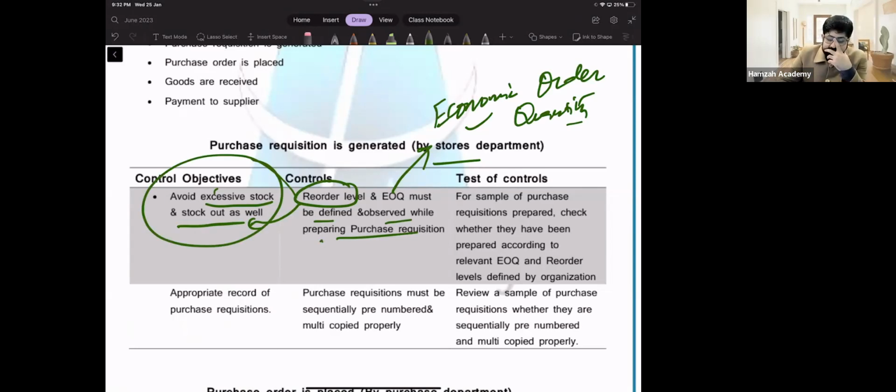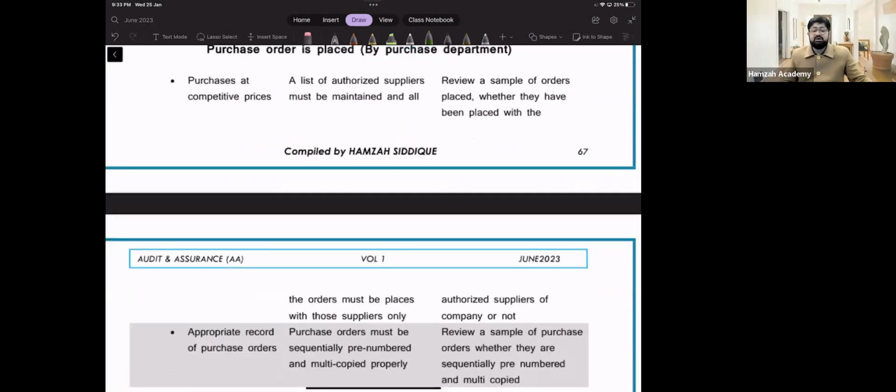Yes, appropriate record of purchase requisitions. Of course, what we have requested to the purchase department, the requisition is sent to the purchase department. We must have record of that. So purchase requisition must be pre-numbered and multi-copied properly. Pre-numbered and multi-copied. Now, the next is purchase.